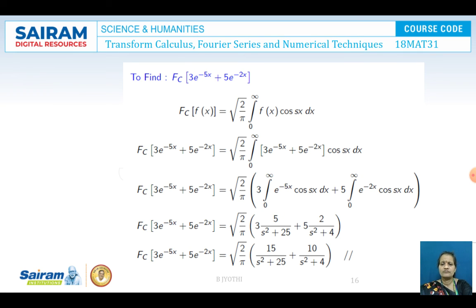To find the Fourier cosine transform, similarly we will assume this formula and we have 3 e power minus 5x plus 5 e power minus 2x into cos of sx dx. Then when I substitute from the formula, it is a divided by s square plus a square, where a is 5, therefore 5 divided by s square plus 25 and 2 divided by s square plus 4. On simplification, we get 15 divided by s square plus 25 plus 10 divided by s square plus 4.